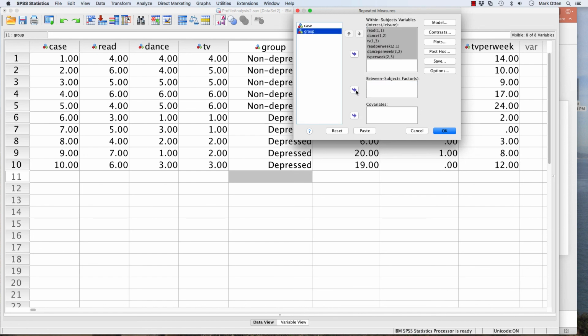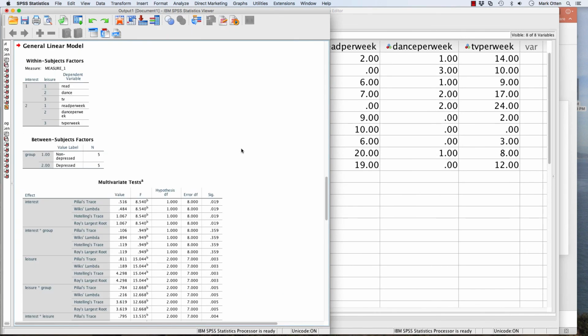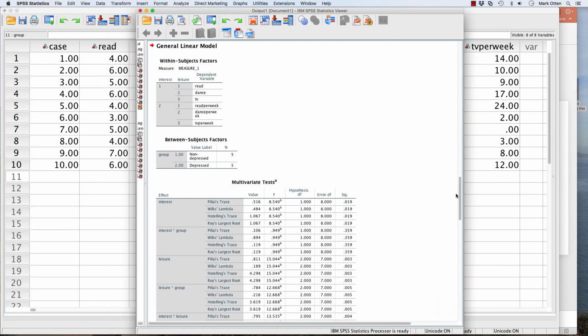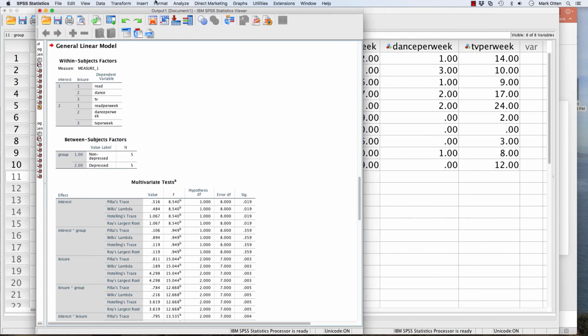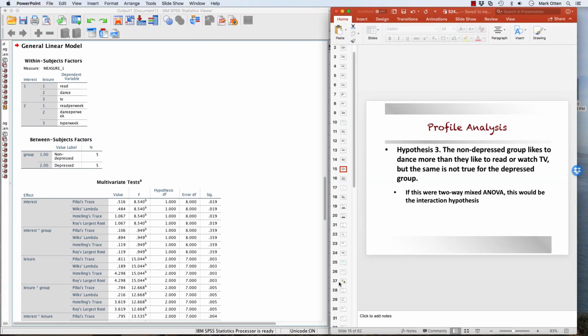The group variable goes into between subjects factors as before. We could also get some plots here, but since this analysis already has so many layers to it, I'm just going to get you to the result. And the result is going to read similarly to what we saw for the profile analysis. So we're going to start with hypothesis 1. Let me show you hypothesis 1.